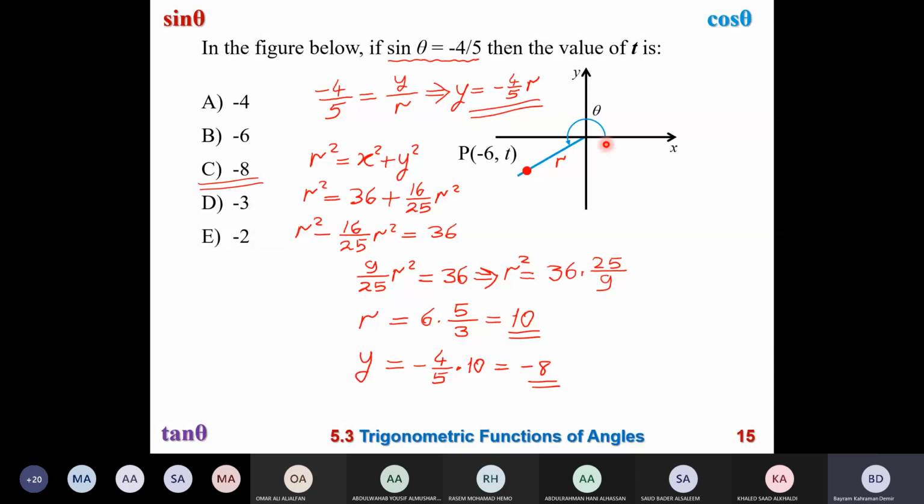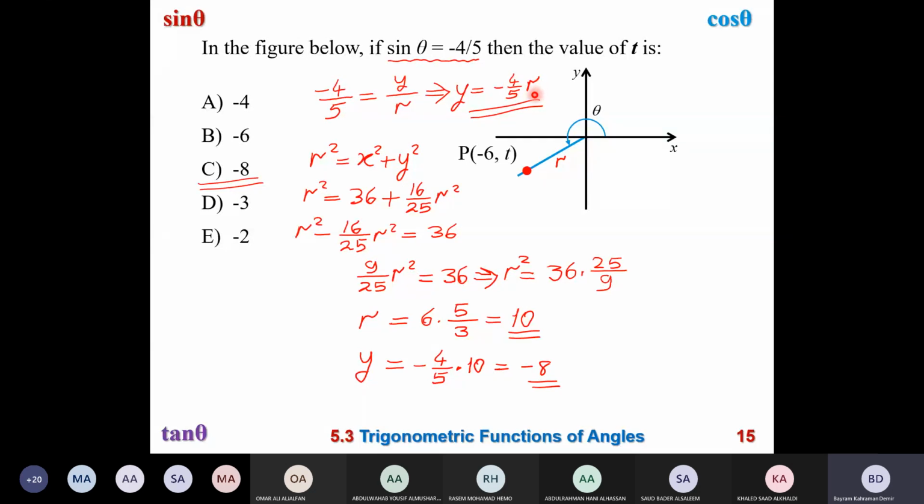Now, Shabab, we give you basically a picture of the terminal side. So we have a point on the terminal side, which is x is -6 and y is not given here. So y is t. We can just write y if you like. And we are telling you a sine of theta. Well, sine of theta should be y over r. So -4 over 5 should be y over r. And from here, I solved for y here. Y is equal to -4 over 5 times r.